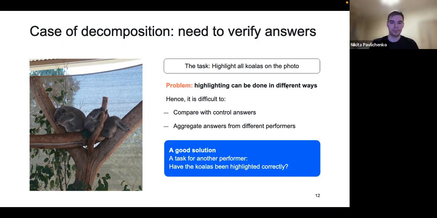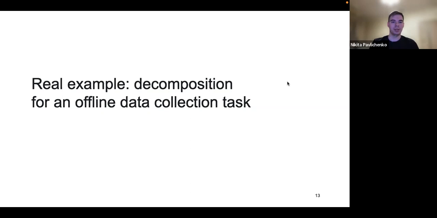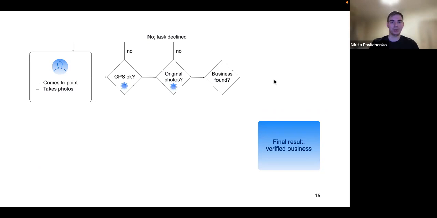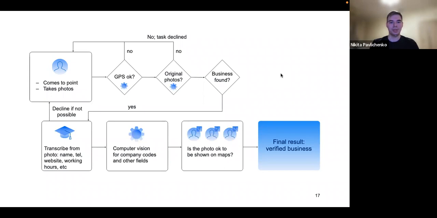And some classic examples, like a hardcore example of annotation when you are trying to build some kind of Google Maps and you want some info about the organizations on your map and some photos of stores or something like that. You need many steps to successfully complete this task because you need to ask a performer to come to the point, take some photos and check a lot of things. And if any of these things are done wrong, you decline the task and start it again.